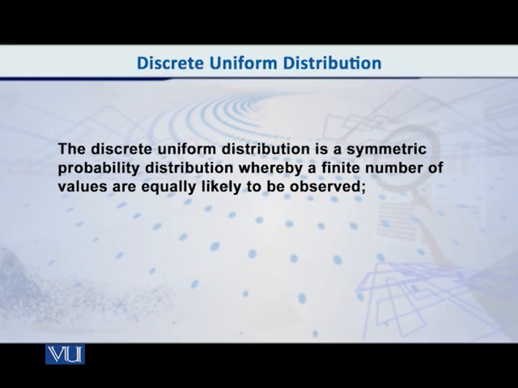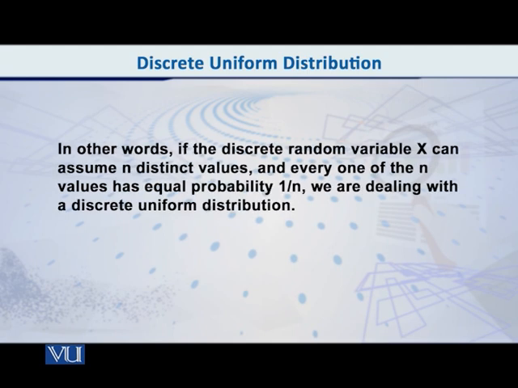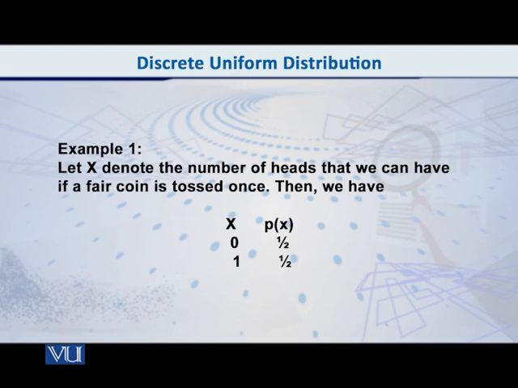Students, it is a symmetric probability distribution. Ek symmetric distribution hai, jisme a finite number of values are equally likely to be observed. In other words, if the discrete random variable X can assume n distinct values, and every one of these n values has equal probability 1 over n, then we are dealing with a discrete uniform distribution. Let me give you some examples to explain what I mean.